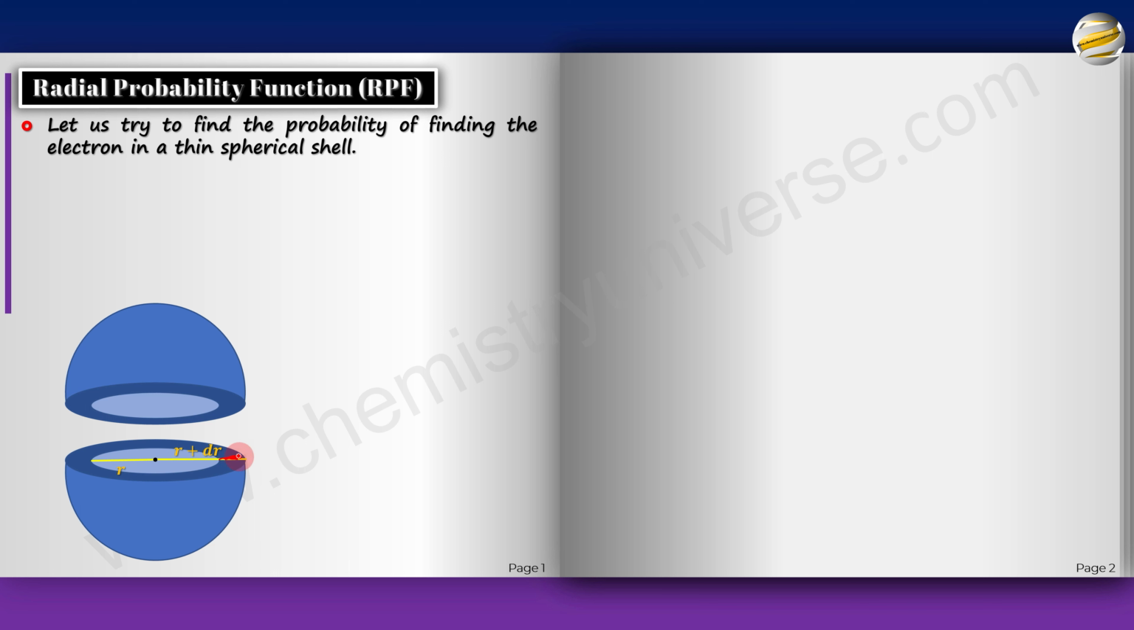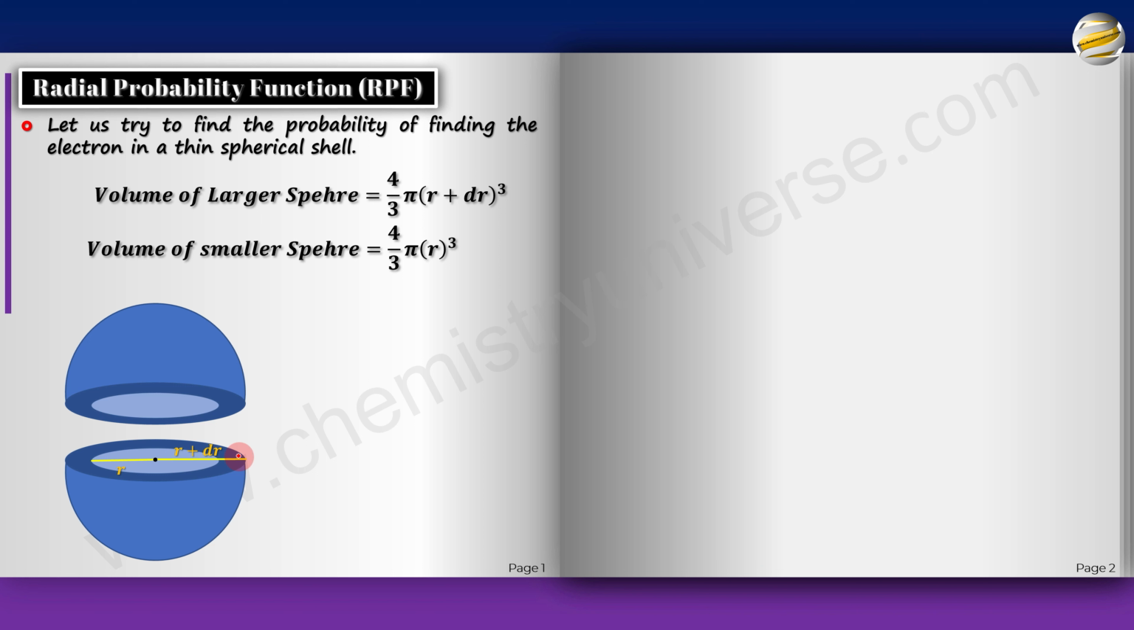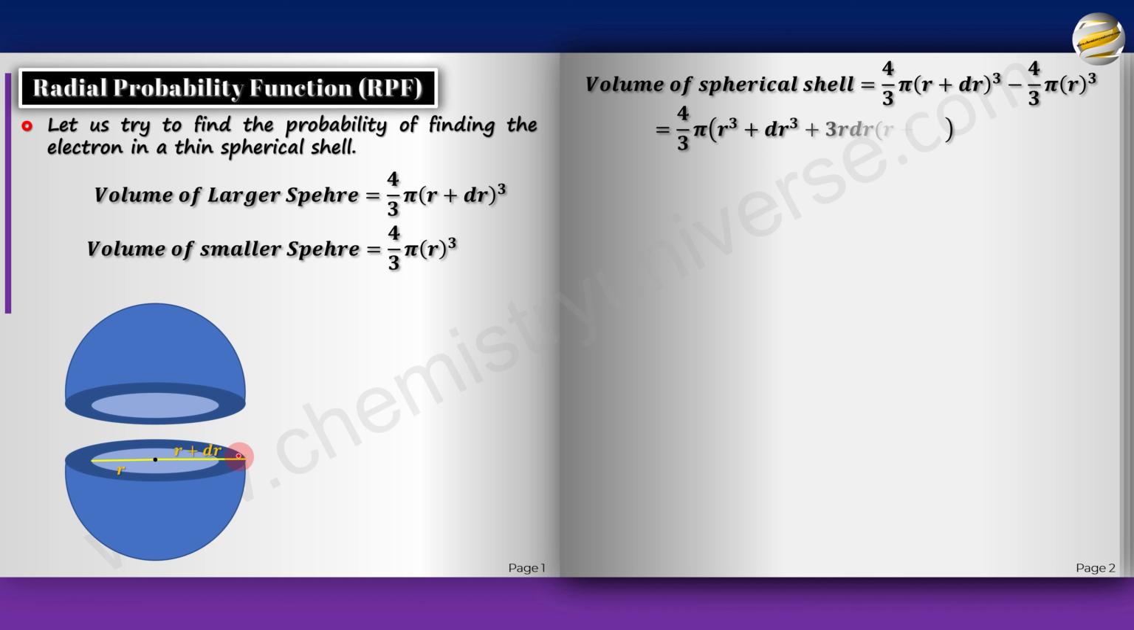So what I'm going to do is I'm going to find the volume of the largest sphere, which will be 4 by 3 pi (r plus dr) the whole cube. Makes sense. Volume of the smallest sphere, which is 4 by 3 pi r cube. And the shell will obviously be the difference of these two. So volume of the spherical shell will be 4 by 3 pi (r plus dr) the whole cube minus 4 by 3 pi r cube, which results in this.